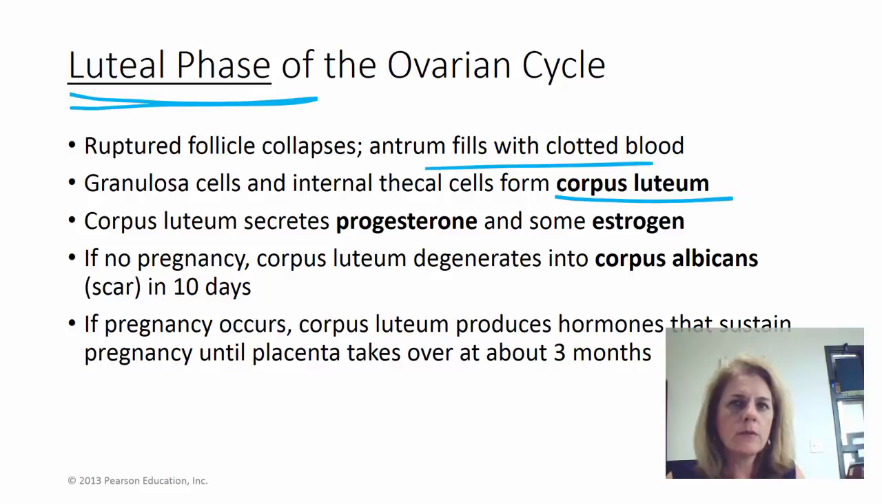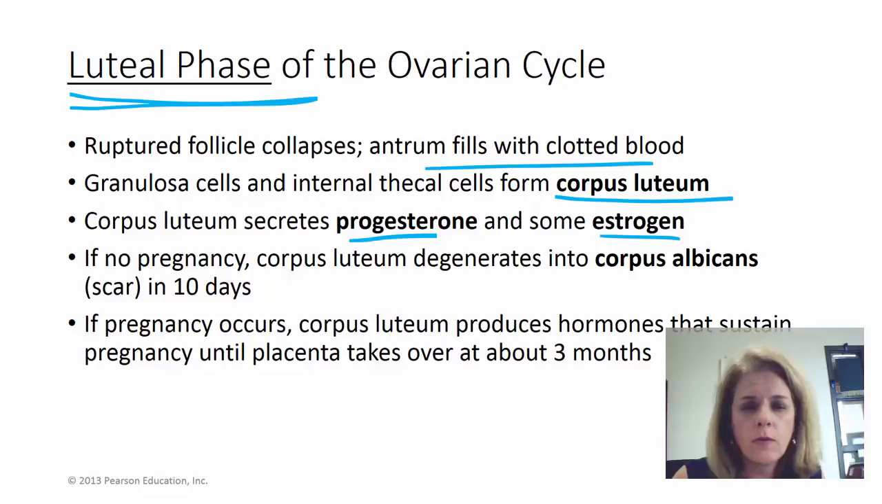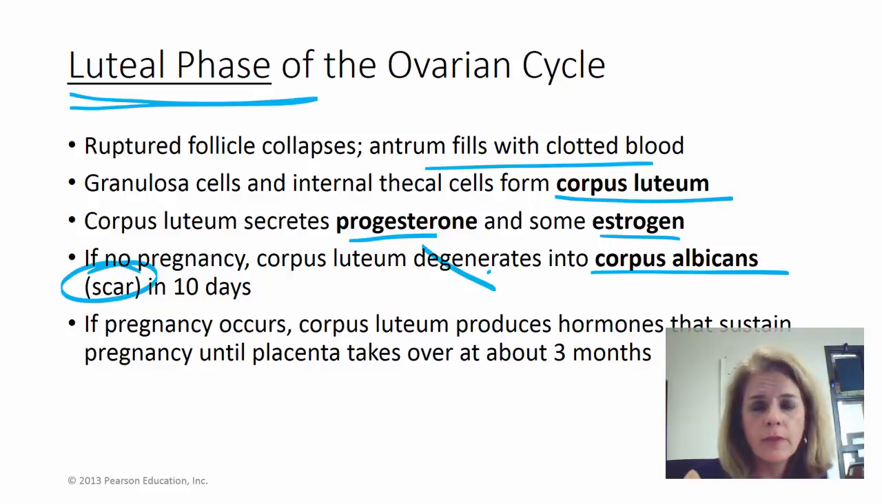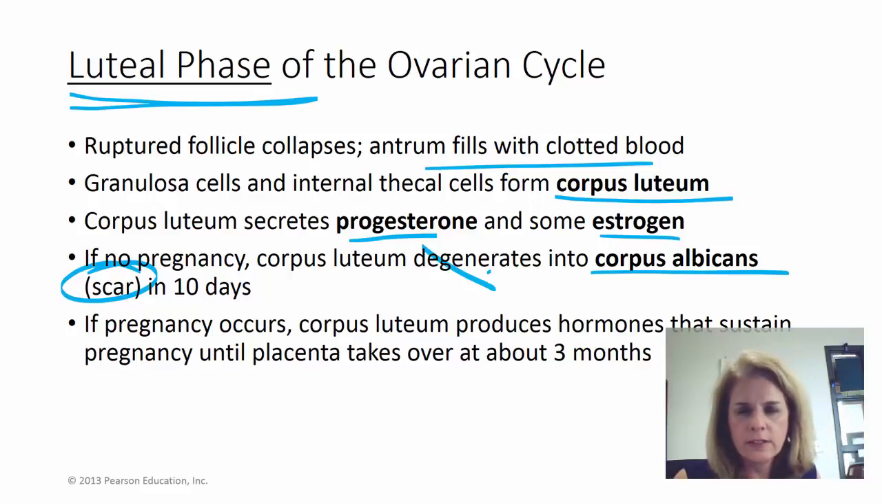The corpus luteum secretes hormones. It's a hormone maker. It makes progesterone and some estrogen. We're going to talk about why that's important. It has something to do with helping you maintain being pregnant. If there's no pregnancy within usually about 48 to 72 hours, that corpus luteum is going to degenerate, and it's going to turn into a corpus albicans. Albicans means white, so white body. Basically that's a scar. If you were doing a pathology, you could see how many times the ovary has had a ruptured follicle by looking at this little scar tissue.